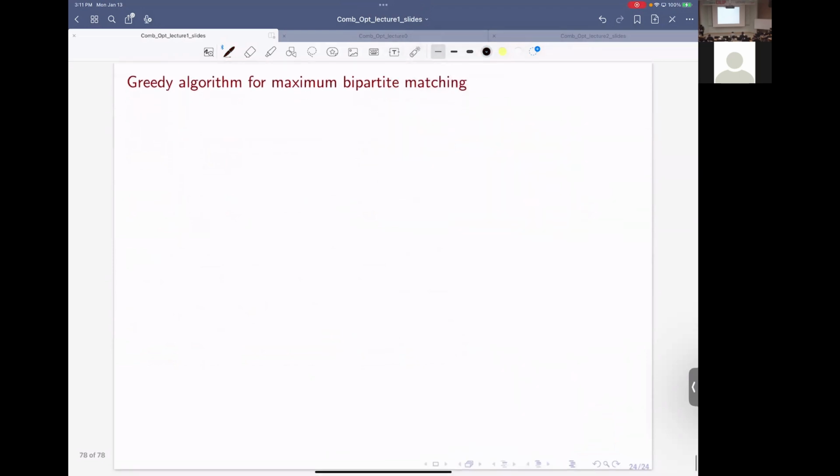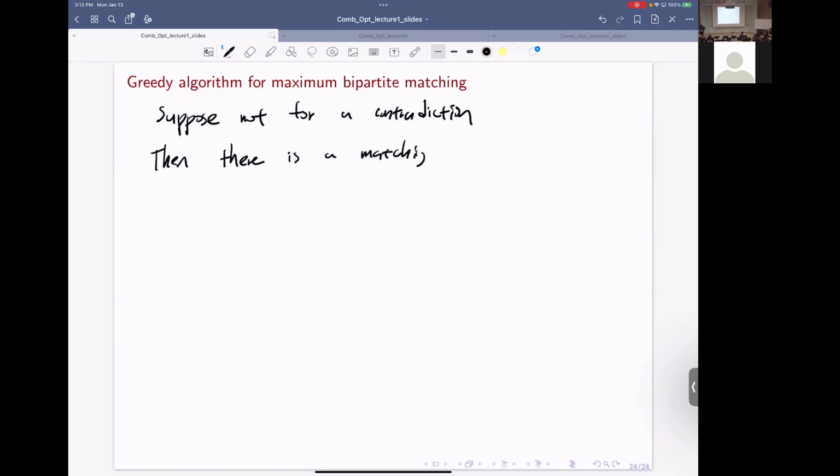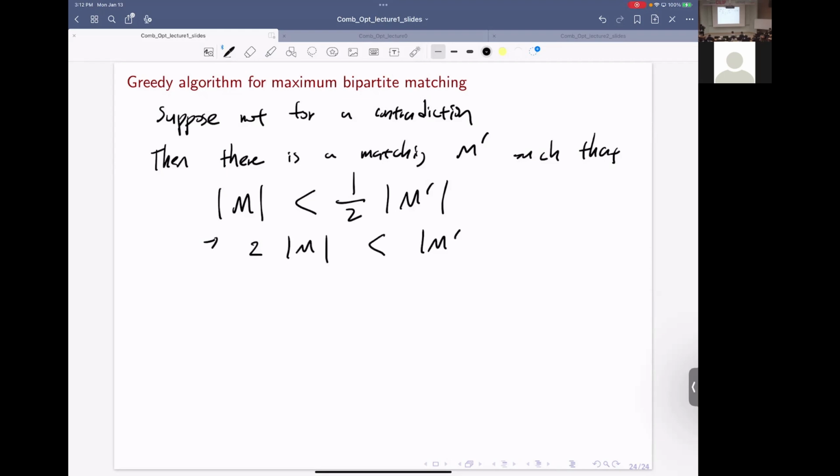Okay, let's go over the proof together. Suppose not, for a contradiction. Then there is another matching, M prime, such that the size of M is smaller than half of the size of this other matching M prime. And this gives you 2 times M less than M prime.